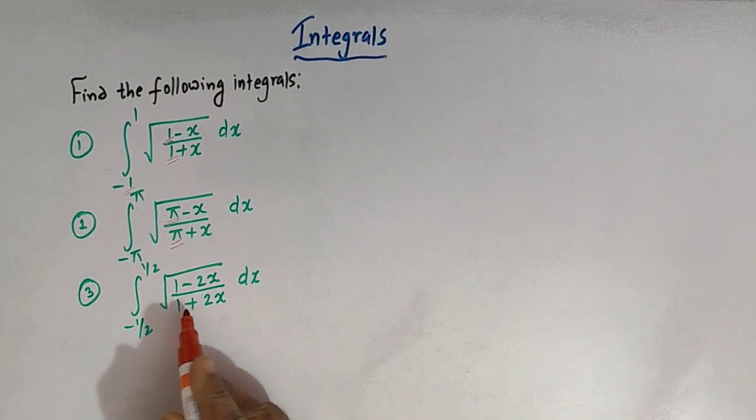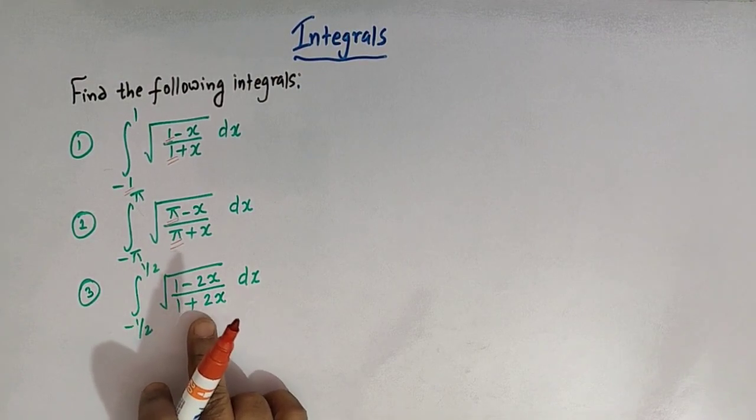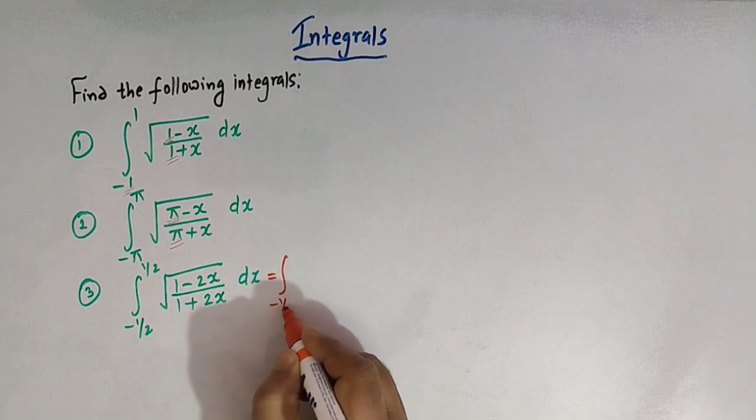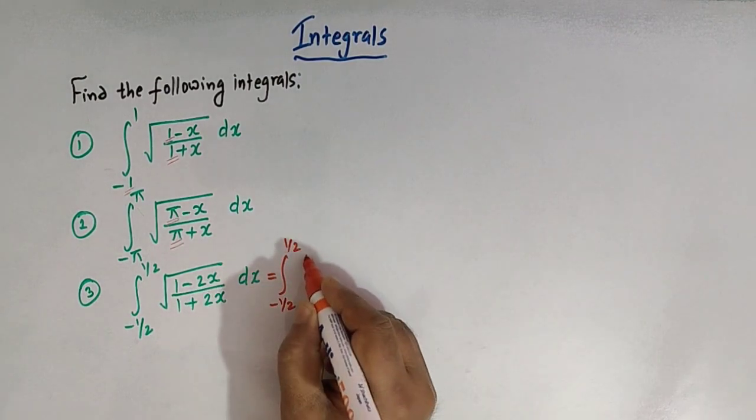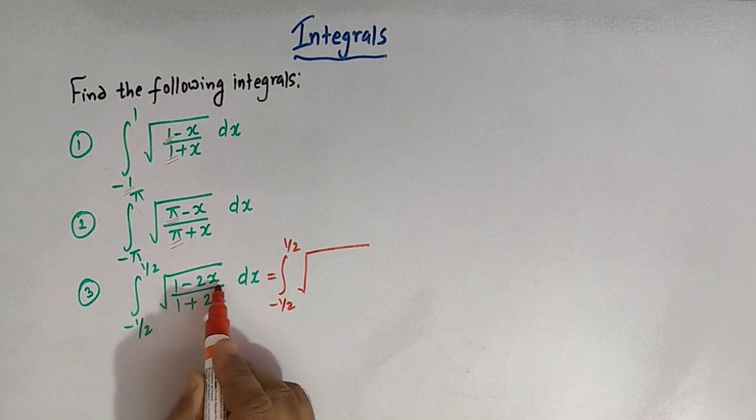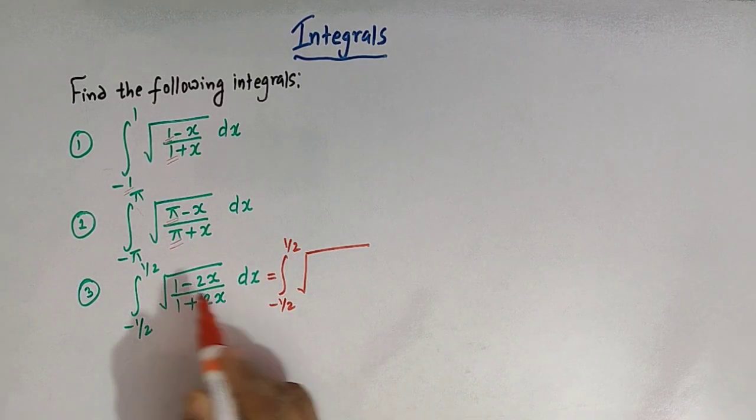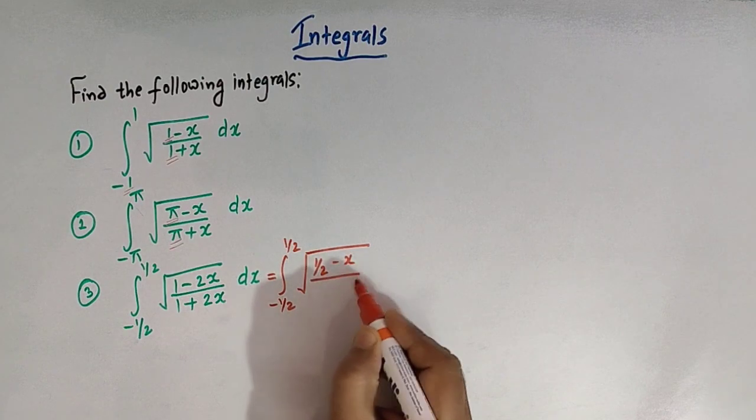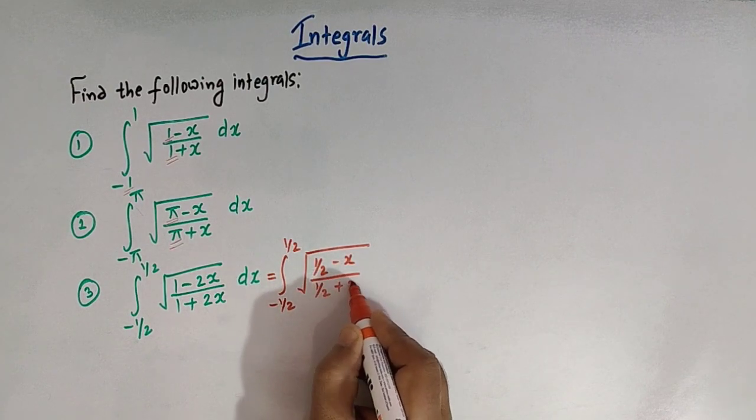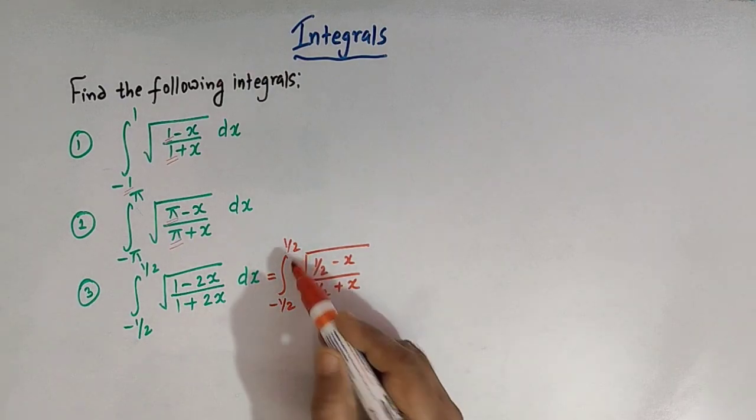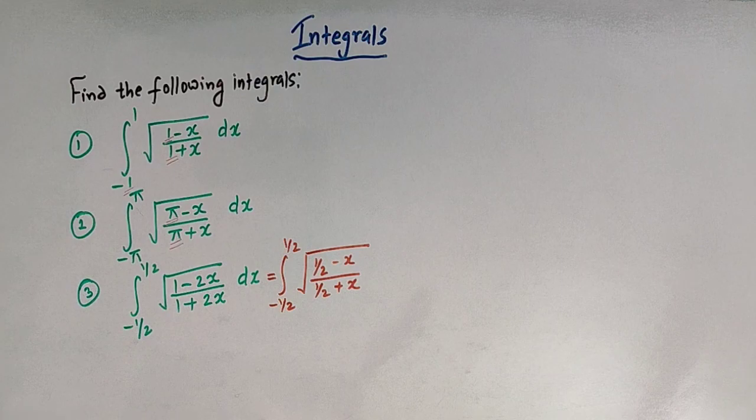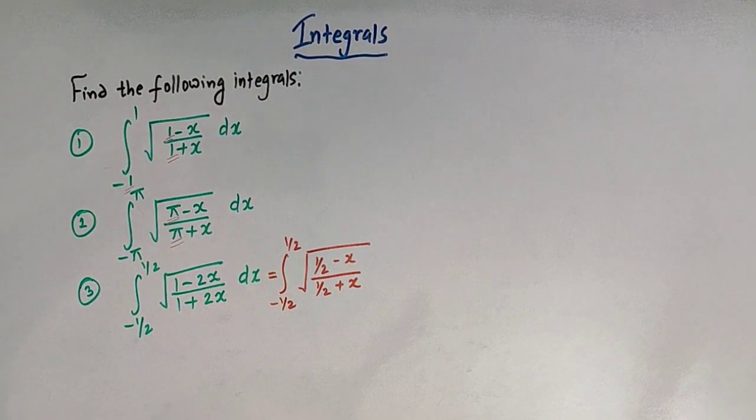So now let us change this integrand, right? So here this integral can also be written as minus half to half, and if we divide the numerator and denominator by 2, we'll get half minus x divided by half plus x, right? So now we have these three identical integrands, right?